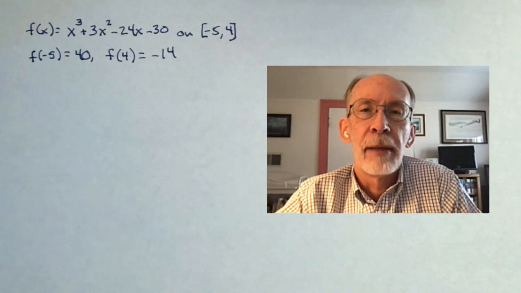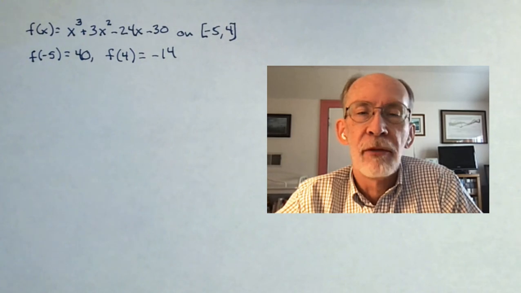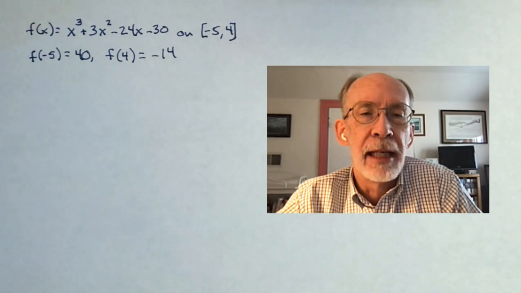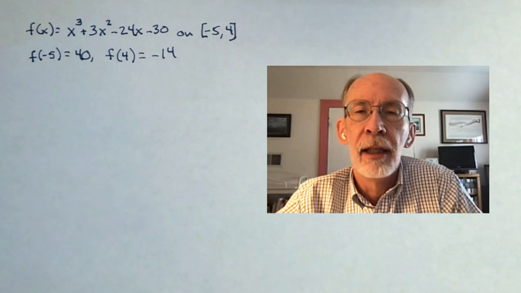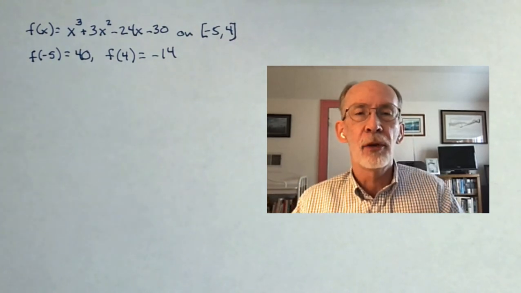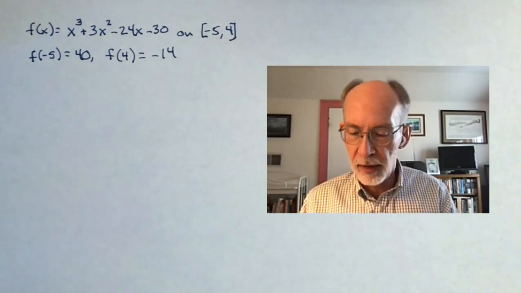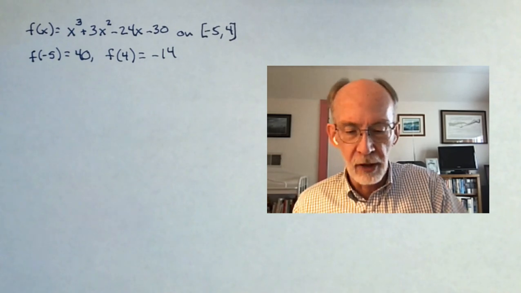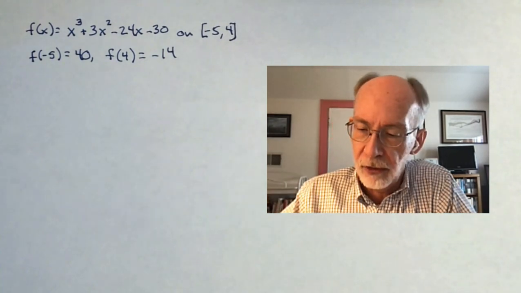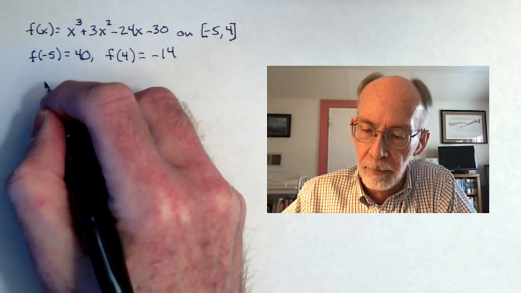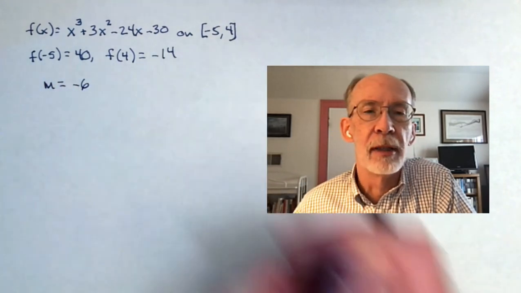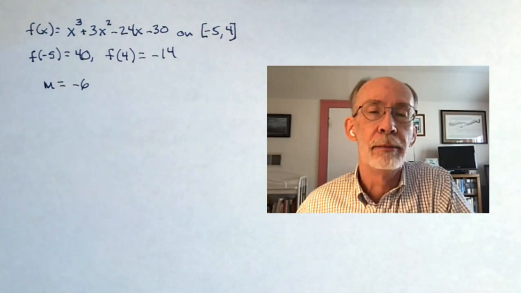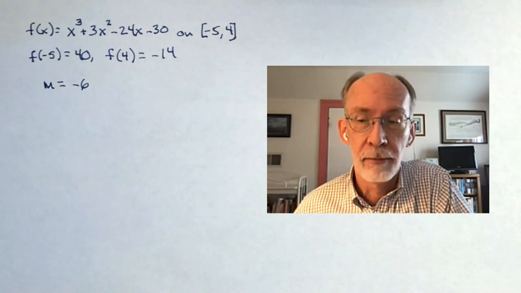Here is our sample problem. Again, f of x is x cubed plus 3x squared minus 24x minus 30 on the closed interval [-5, 4]. A little arithmetic will show, and I believe we mentioned this, that f of negative 5 is 40 and f of 4 is negative 14. So if we draw a secant line from the one point to the other, its slope is going to be, as I believe we said, negative 6. And that's straight up old algebra 2. So, not even that, algebra 1.